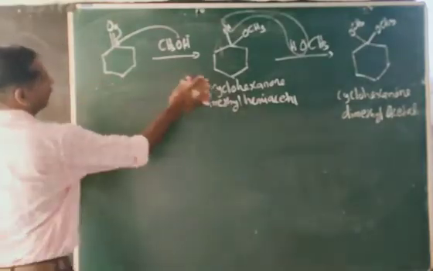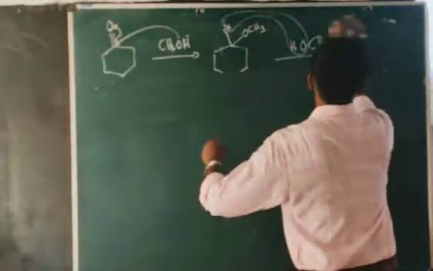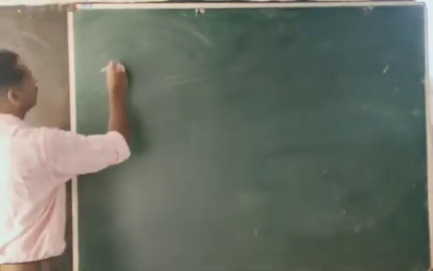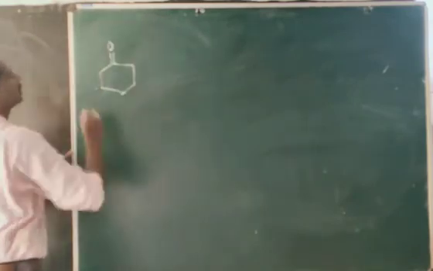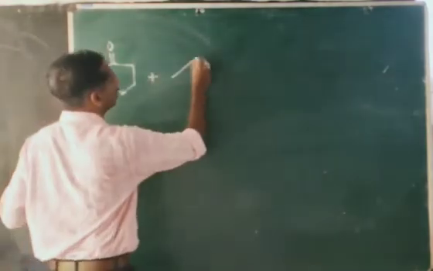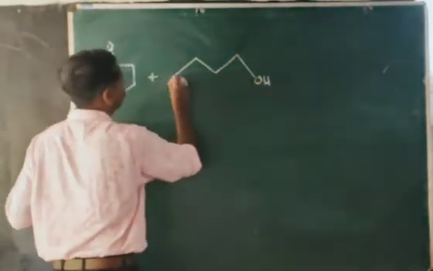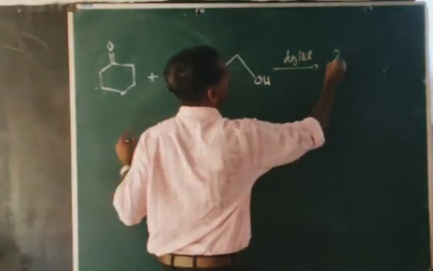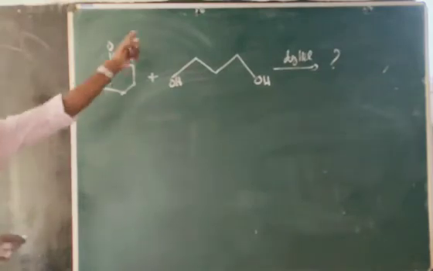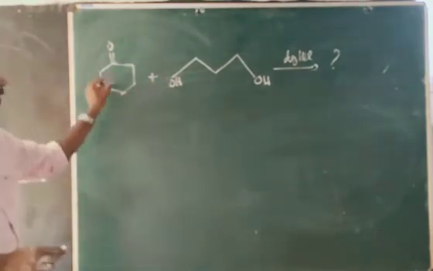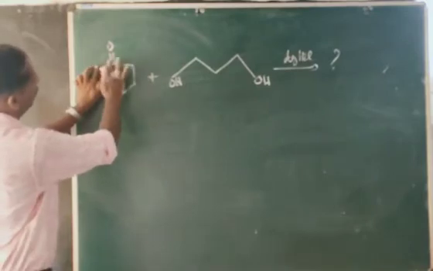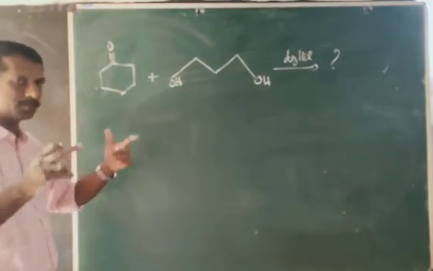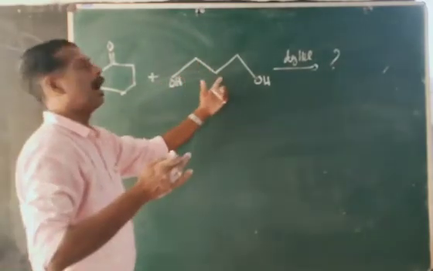Okay, another example for addition of alcohol. Suppose for the examination, a question is like this. Again, we are starting with cyclohexanone. Cyclohexanone is reacting with a dihydric alcohol in the presence of dry HCl. What will be the product? When you look at the question, you must know that this is a ketone. Ketone reacting with alcohol is a nucleophilic addition of alcohol to a ketone.